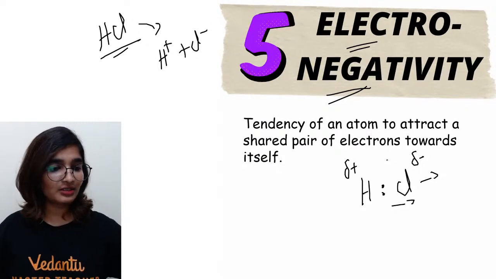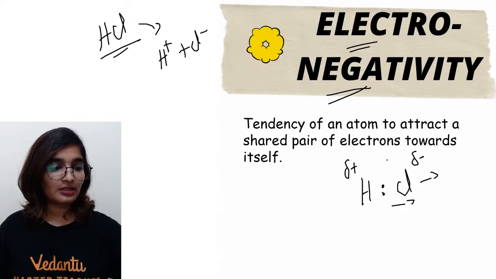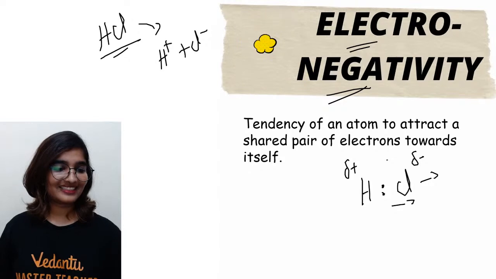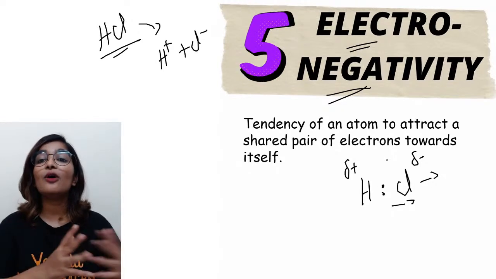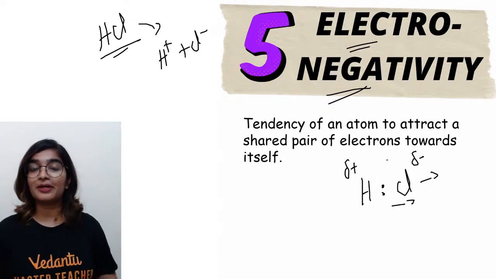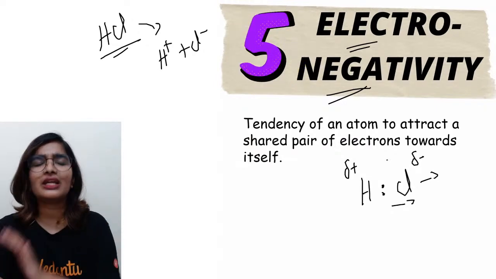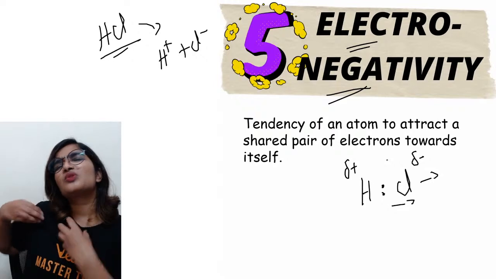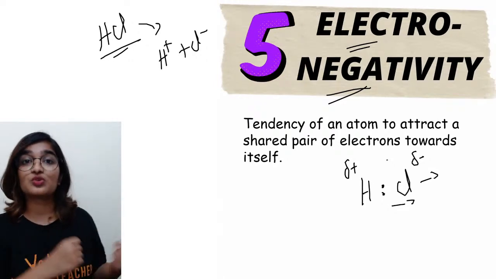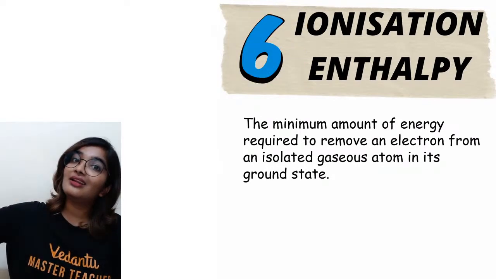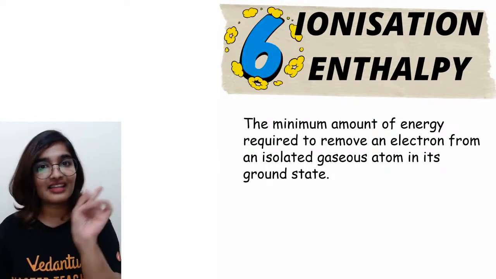Very tough definition. So the tendency of an atom to attract a shared pair of electrons towards itself is what is known as electronegativity. And we all know how metals want to give electrons, whereas non-metals want to gain electrons. So obviously electronegativity will be higher for non-metals. Let's hear that from Einstein.